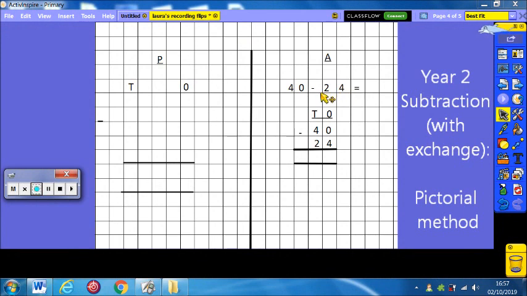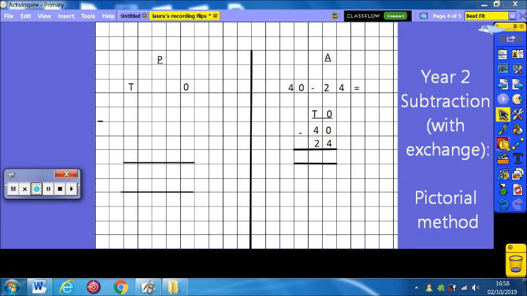I'm going to demonstrate this with a calculation of 40 take away 24. As you can see, I've already drawn a line down the middle of my page. I've labelled it on the left with P, which means pictorial, and on the right with abstract. And I've written the calculation already. I've popped it in a column. Now I'm going to draw the picture.